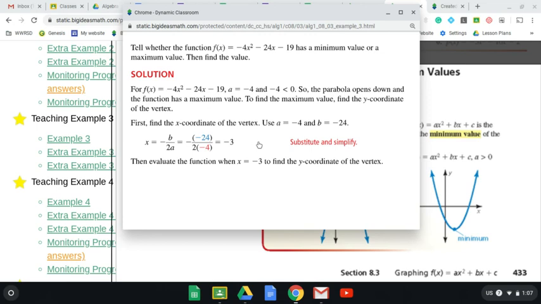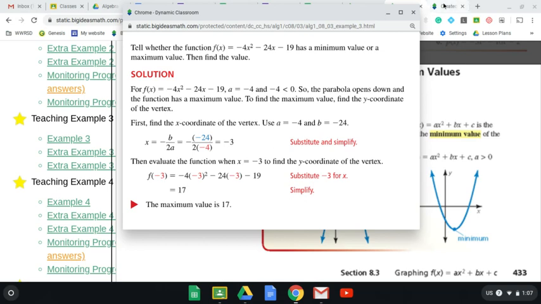So now we're going to find the y of the vertex by taking negative 3 and plugging it into both of these x's in our equation. So negative 4 times negative 3 squared minus 24 times negative 3 minus 19. Again, don't forget order of operations. Do negative 3 squared is positive 9 first, and then times it by negative 4, and then multiply these and subtract 19. We get 17. So therefore, the maximum value is 17.